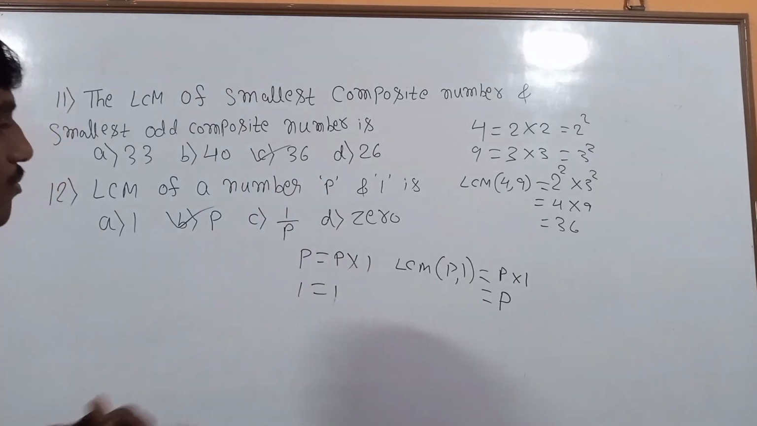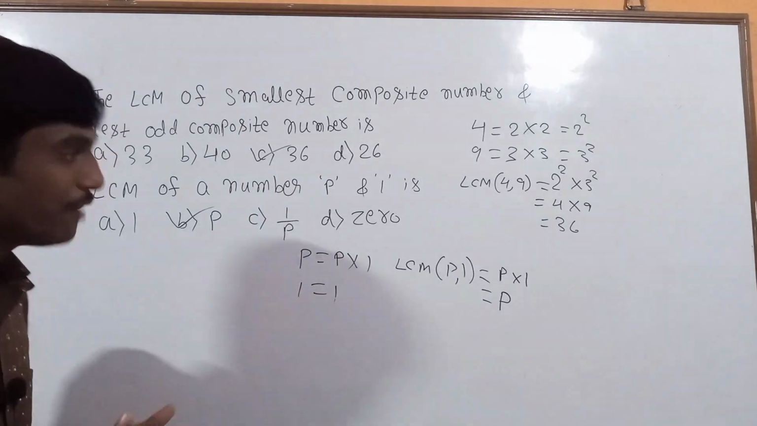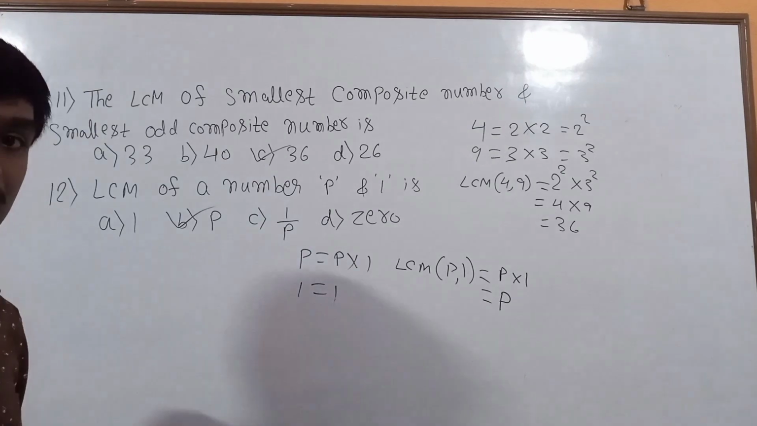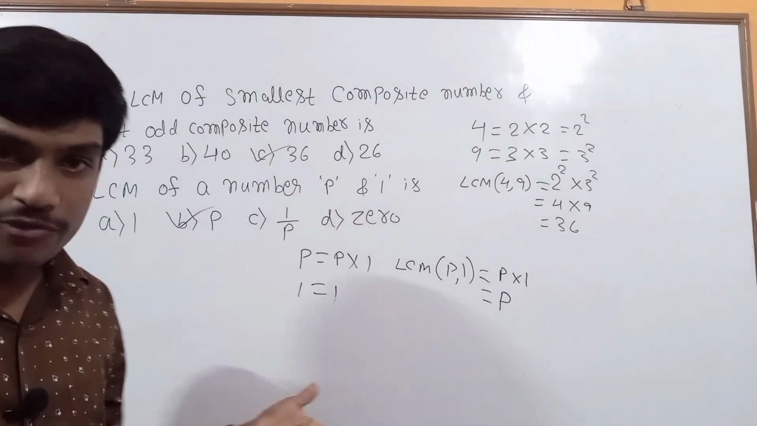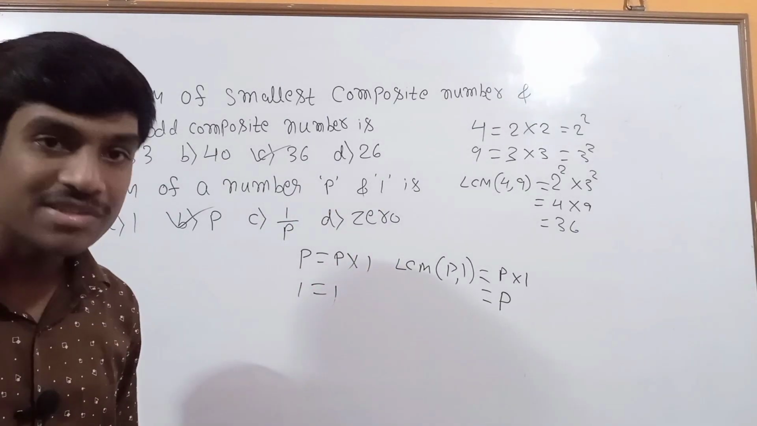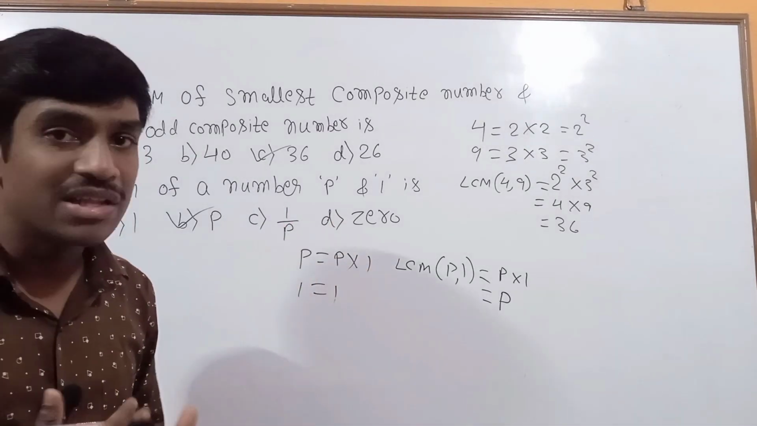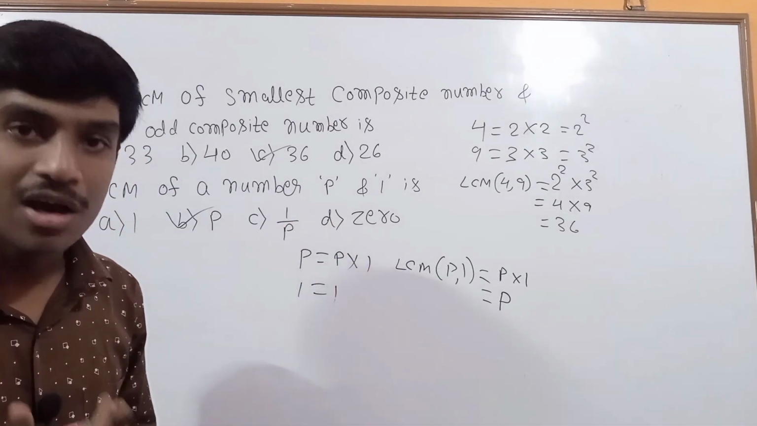So it's the same problem, it's just that you should not get confused. Once you know the method of HCF and LCM, the same method we follow. Sometimes they give numbers, sometimes they will give variables like this, but the method to find HCF and LCM remains the same.